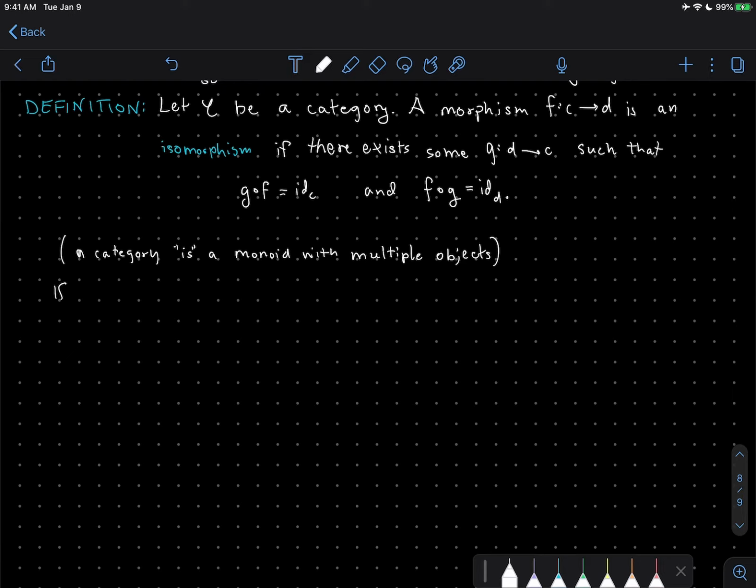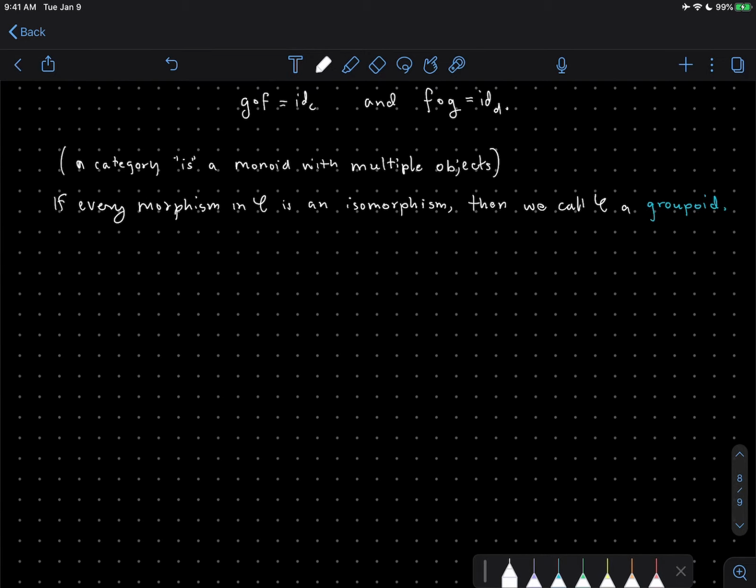Then if every morphism in C is an isomorphism, then we call C a groupoid. And the slogan here is that a groupoid is a group with multiple objects.